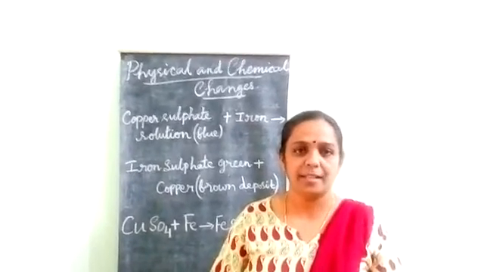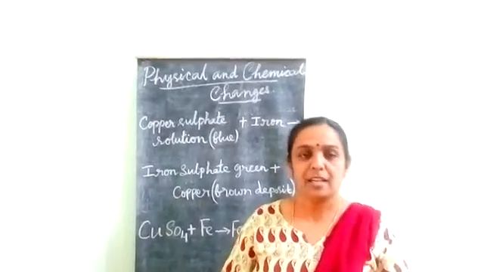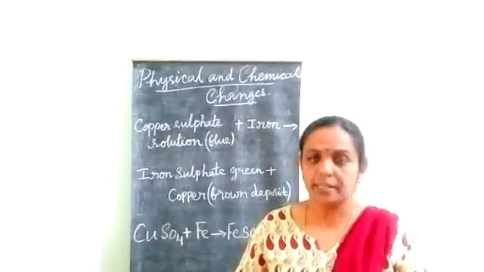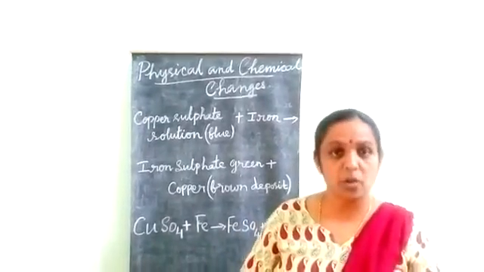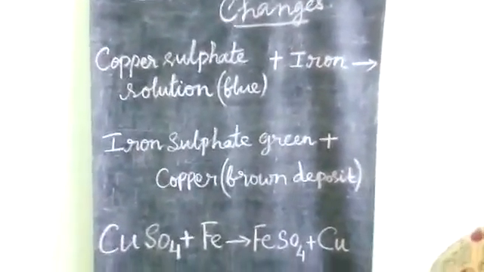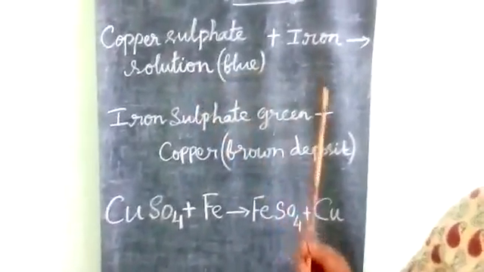Hello students, let us continue the lesson, physical and chemical changes. In the last class, I had shown an activity, that is when an iron blade is dropped in a copper sulfate solution, a reaction takes place. What happens can be shown in a chemical equation like this.